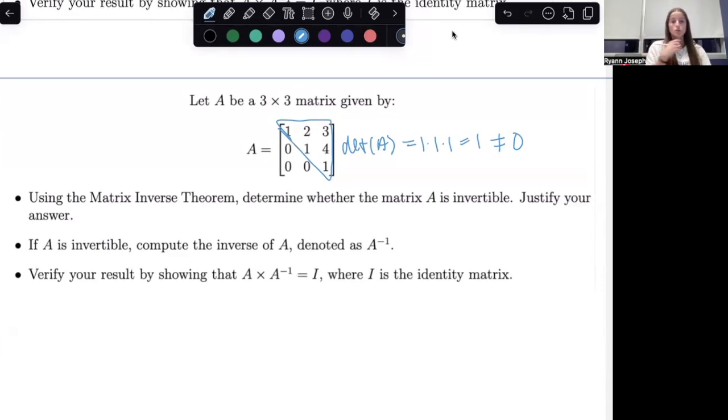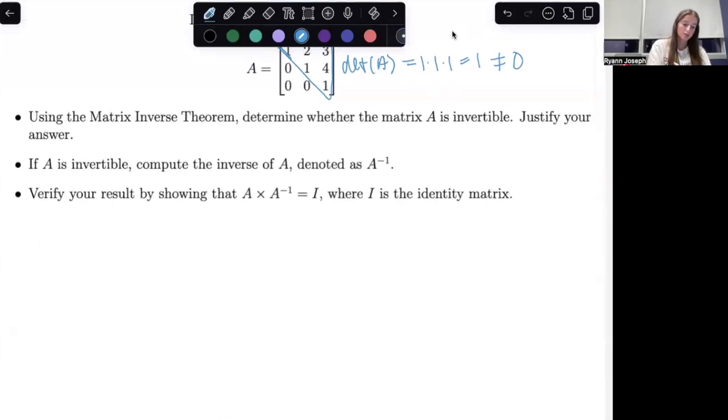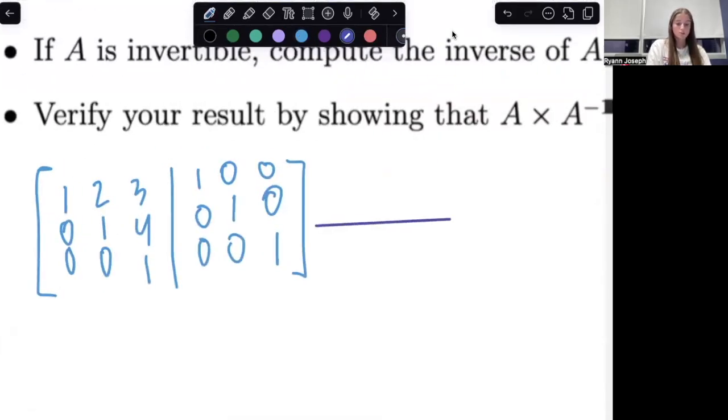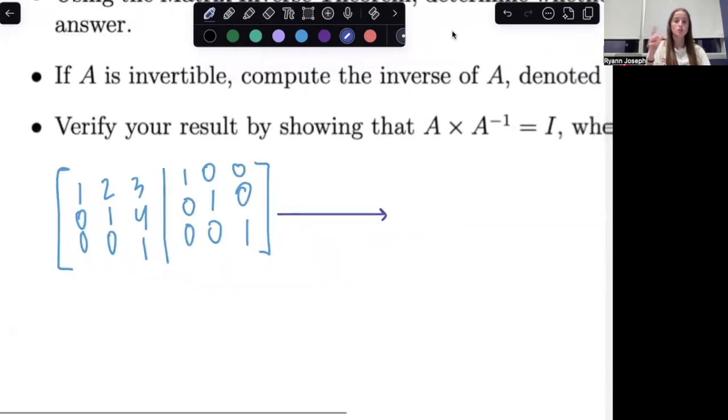If A is invertible, compute the inverse of A, denoted as A to the negative 1. We can compute the inverse by augmenting it with the identity matrix: 1, 0, 0, 2, 1, 0, 3, 4, 1, augmented with 1, 0, 0, 0, 1, 0, 0, 0, 1. This one's pretty quick because we only have to get rid of 3 things. But this is also a good time to note that the inverse of an upper triangular matrix is going to be an upper triangular matrix. The inverse of a lower triangular matrix is going to be a lower triangular matrix. So here we know we're looking for the inverse to be upper triangular.